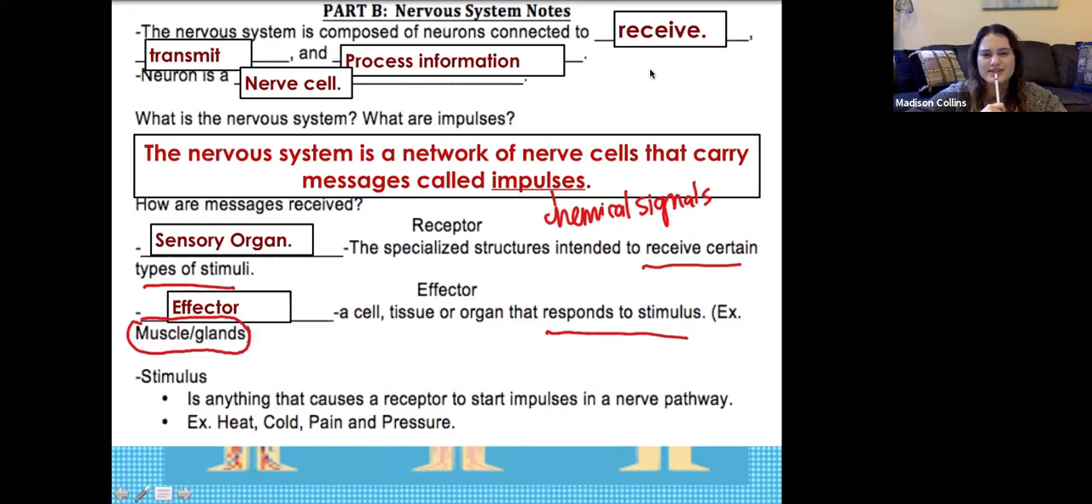But what exactly is a stimulus? Now, we're not talking about a stimulus check, okay? A stimulus, when we're talking about the nervous system, is anything that causes a receptor to start an impulse in a nerve pathway. So it's basically anything that causes your nervous system to react. So something like heat or cold or pain or pressure are all things that are going to basically activate your nervous system and tell them, hey, there's something going on. Okay, so anything that causes a receptor to start an impulse is known as a stimulus.